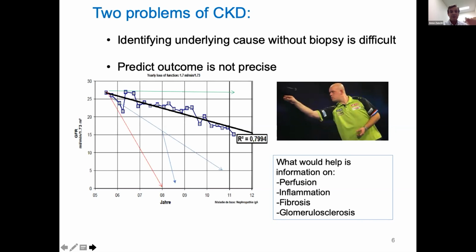We see many patients, smiling at them, asking them to come back 3 to 6 months later and to notice that they're still stable. And this is possibly because the actual biomarkers are not very precise to detect kidney damage. And what would really help us is to have new biomarkers that provide information on what really takes place in the kidney, how they are perfused, is there a lot of inflammation, fibrosis, and of course, glomerulosclerosis. Next slide.